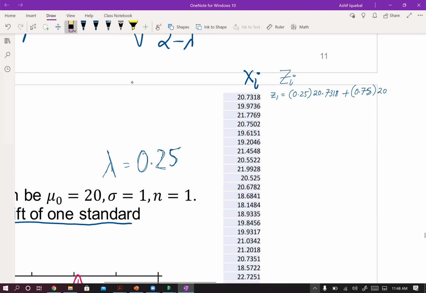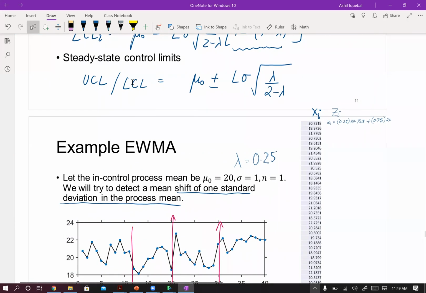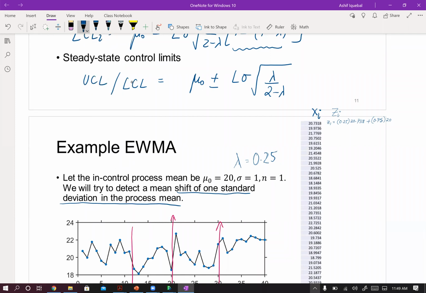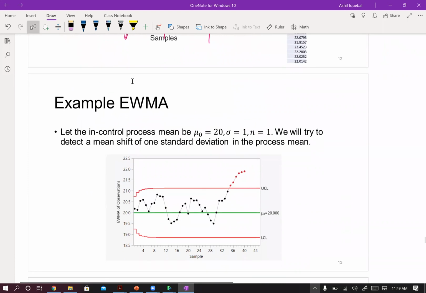Now, I don't have a calculator, and neither did I do the calculations, so you'll have to figure this out on your own. After the class, try to find the values of Z1 up to Z40 yourselves, so you're comfortable calculating these values on your own. But what I did instead was calculate these values and plot them on a control chart.